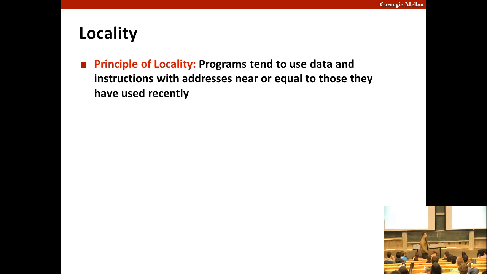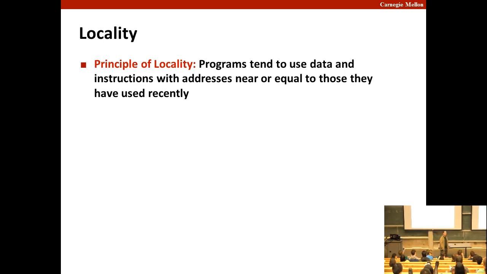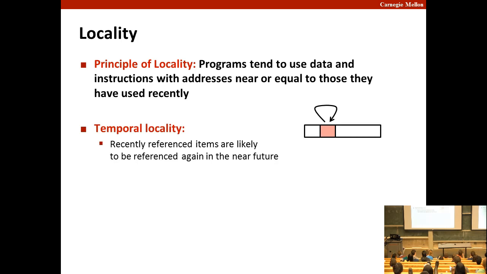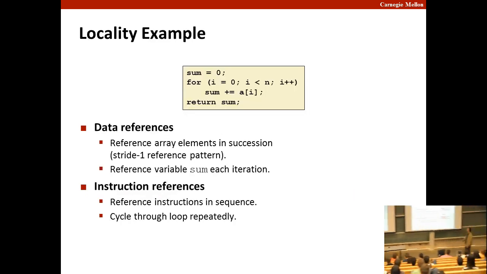So in systems, we very, very heavily leverage these two ideas: that the recent past is a good indicator of the near future, and that we're likely to access things near those that we've accessed before. Spatial and temporal locality. And we use spatial and temporal locality to estimate the working set, to estimate the things we need right now. We don't have a high-level understanding to tell us what we need, so we use spatial and temporal locality to help us estimate. Okay? Programs tend to use data and instructions with addresses near or equal to those they've recently used. Temporal locality: recently referenced. Spatial locality: nearby those referenced.